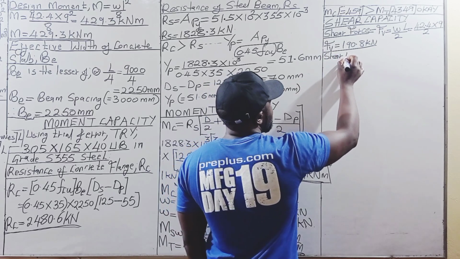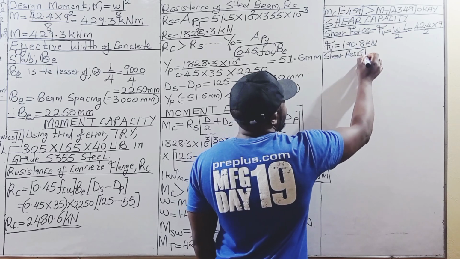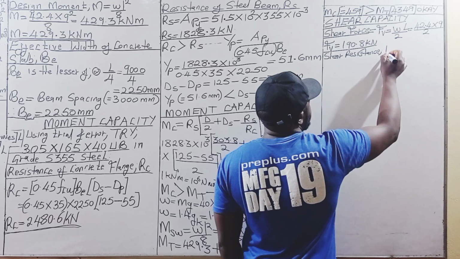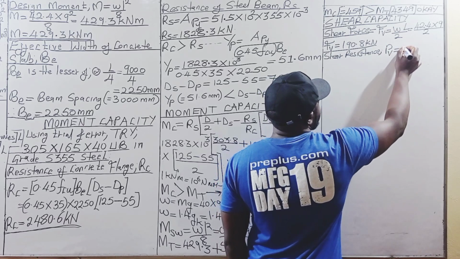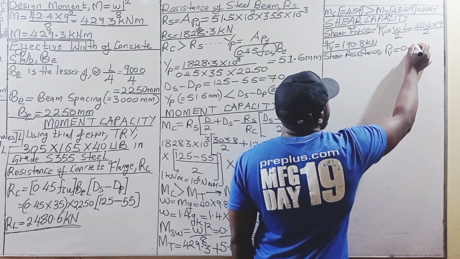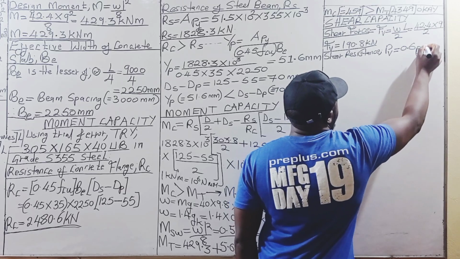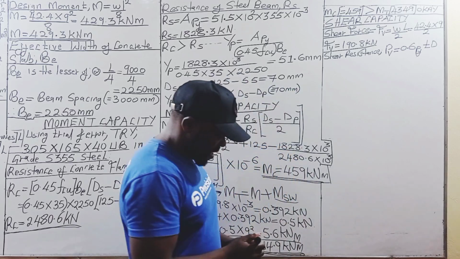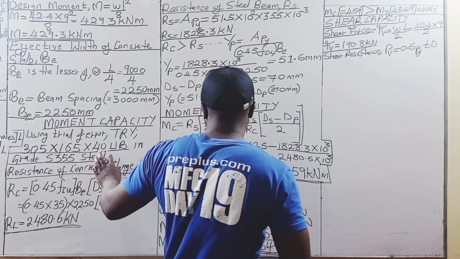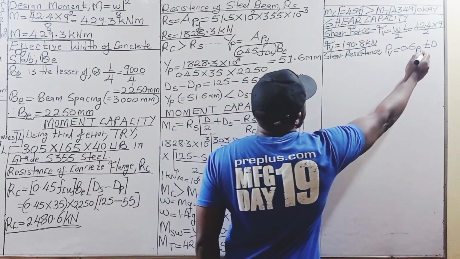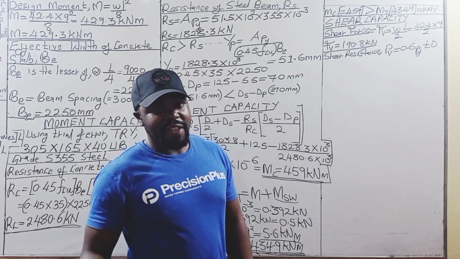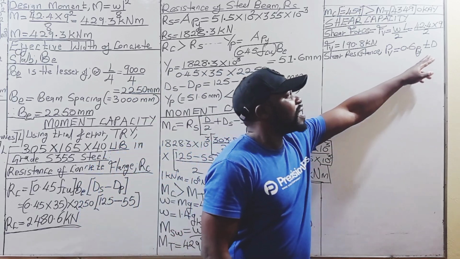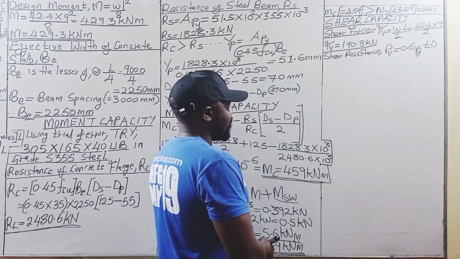So we go to shear resistance. That is PV. And the shear resistance is usually given by this formula, 0.6 Py multiplied by Td, whereby Py is the design strength of our steel section, T is the thickness of the web of the steel section obtained from Appendix B, and D is the depth of flange of our section.